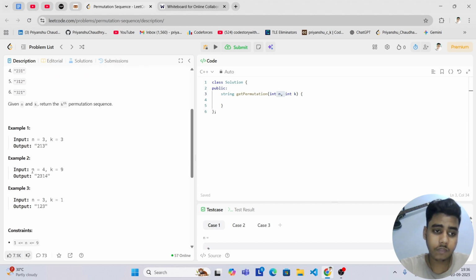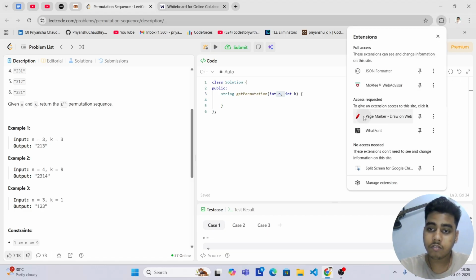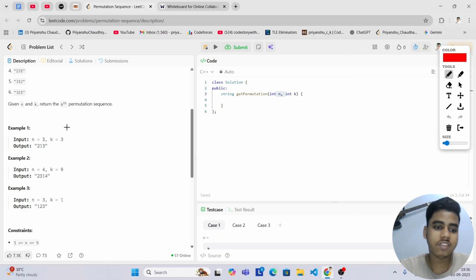In example 1, we are given n equals 3 and k equals 3. So what is the first permutation? This is 1 2 3. The second will be 1 3 2, and the third will be starting from 2, with the smallest one, 2 1 3.